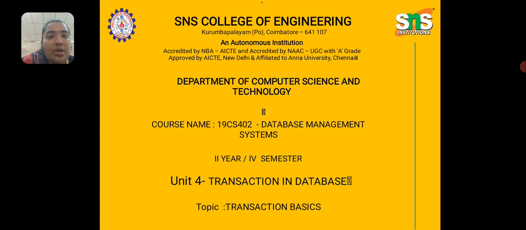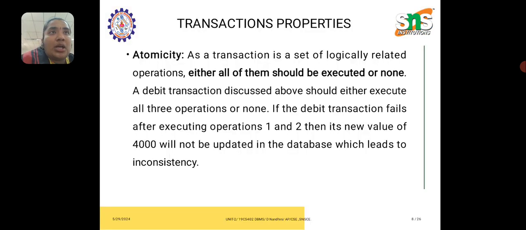Computer Science and Technology. Today we are going to see a topic on ACID properties. What are ACID properties? In detail, ACID stands for atomicity, consistency, isolation and durability.